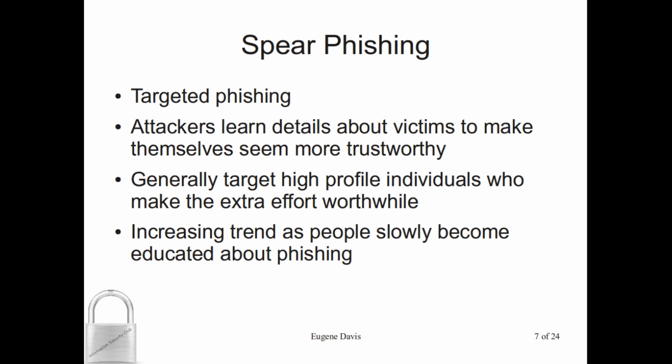Spear phishing. This is just targeted phishing. This is where attackers will learn details about victims to make themselves appear more trustworthy and just to engender that trust with the victim. Generally, this targets a high-profile individual because, again, it's like phone phishing. If you're going to put this much effort into doing it, you want to make sure that the results are worthwhile. And this is becoming more common as people are starting to become more educated about phishing. So your regular run-of-the-mill phishing attempts don't work as well.